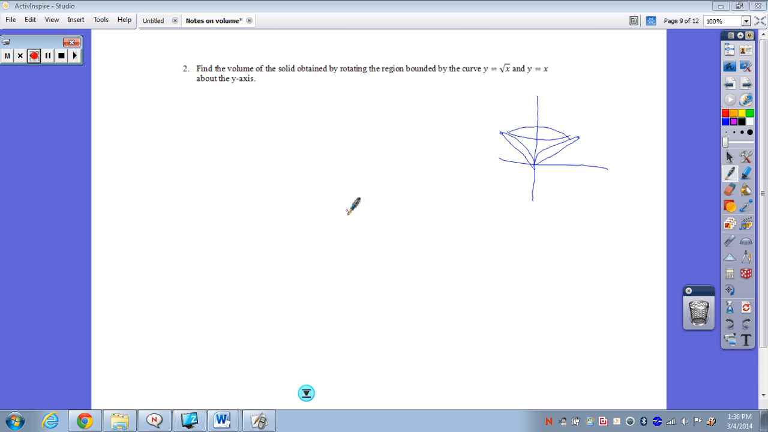Okay, the next example is we're rotating around the y-axis. So we're going to find the volume of the solid obtained by rotating the region, the same curves again, square root of x and x, about the y-axis. So what changes is we're going to be all in terms of y, because we're going perpendicular to the y-axis. So pi, integral, and we have to remember it's dy. That's the key thing.